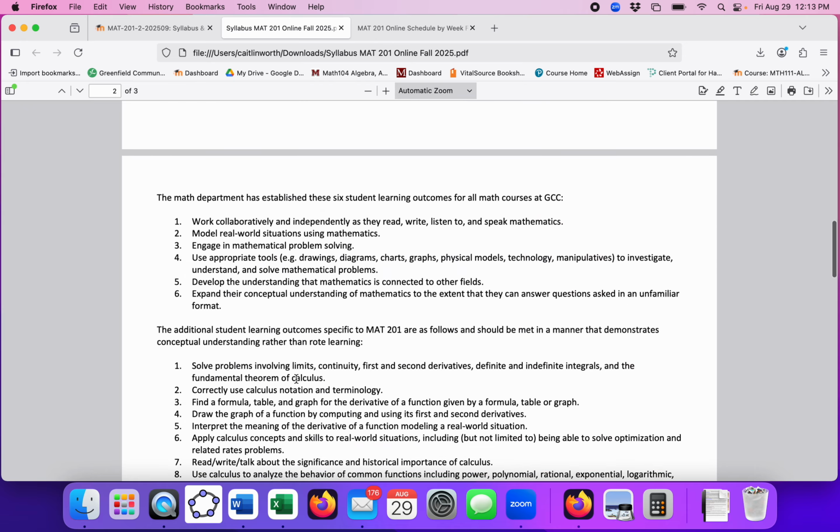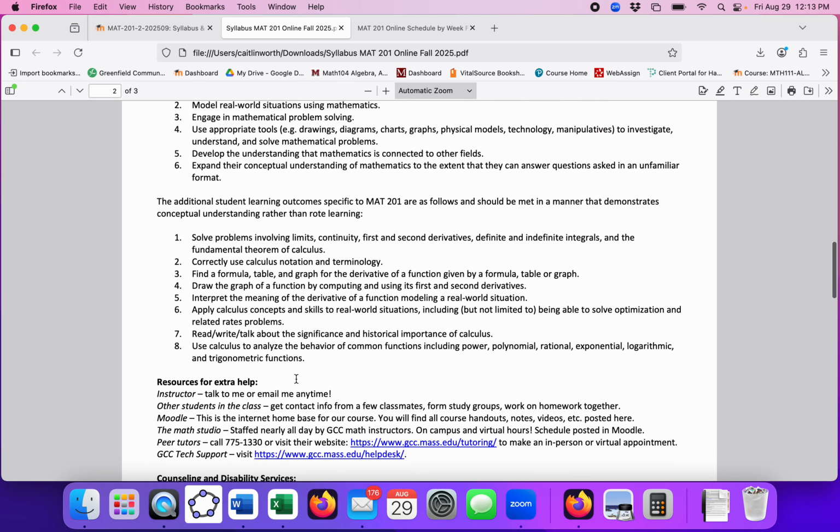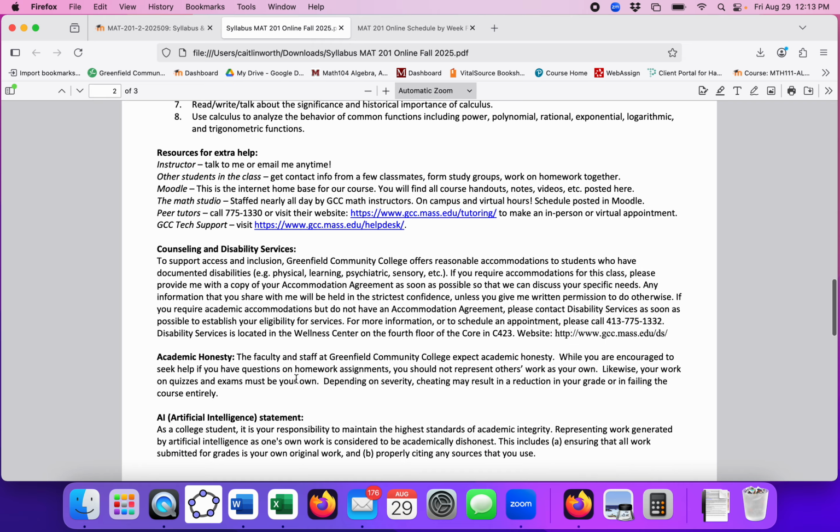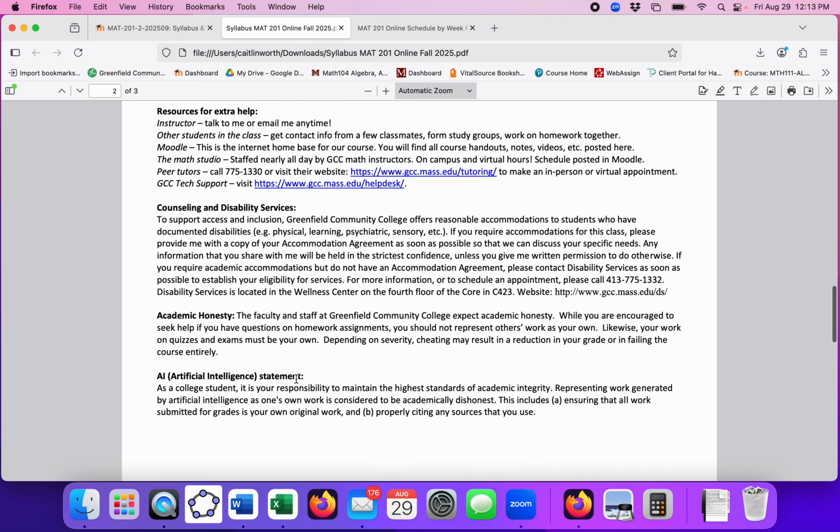Okay, so let's see what else is important in here. I'm going to let you read the learning outcomes on your own. Resources for extra help. Of course, there is me, the instructor. You can email me anytime. We can set up a Zoom to talk anytime. Other students in the class: get the contact info from a few students, form study groups, work on homework together. It's an excellent resource.